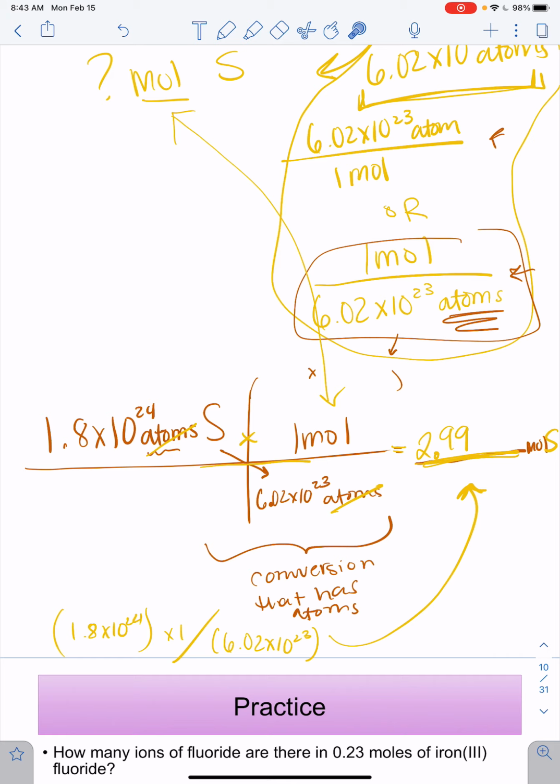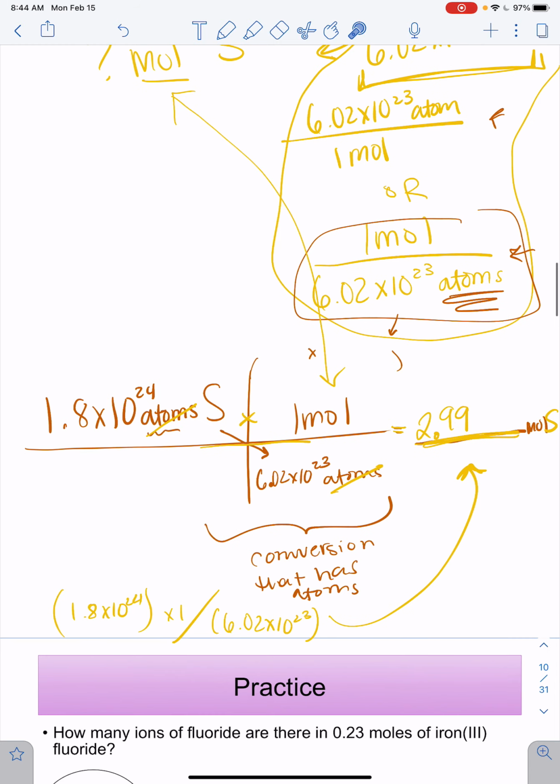But anyways, since atoms canceled and I'm left with moles, I put an equal sign and put mole and put an S because I'm dealing with sulfur the whole time, okay? And then I just did in my calculator 1.8 times 10 to the 24th times 1 divided by the bottom, which is 6.02 times 10 to the 23rd, and I got 2.99 moles.